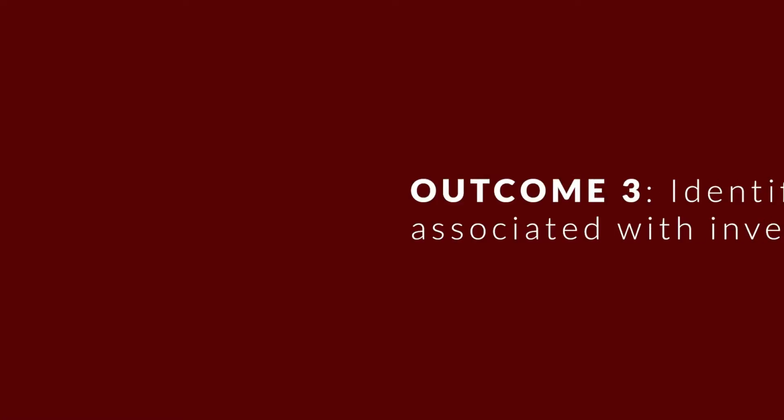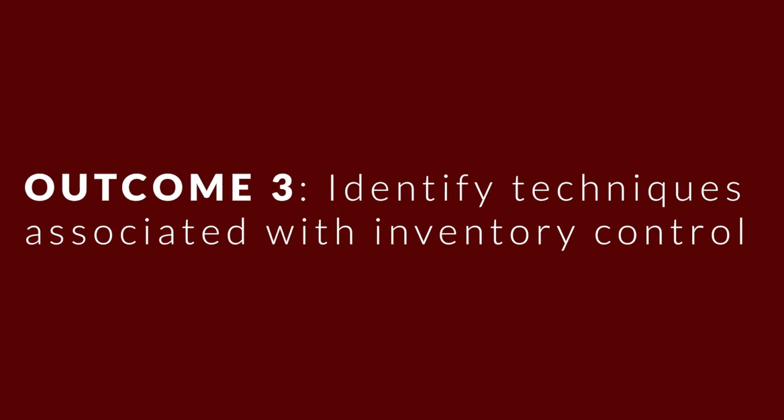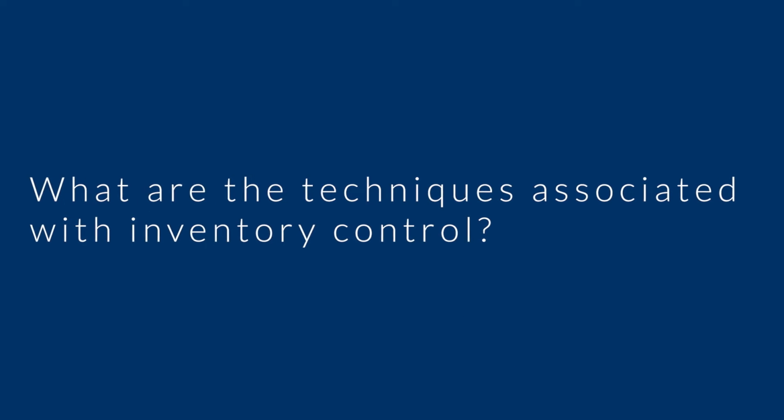Let's move on to the third learning outcome. The third learning outcome is to identify techniques associated with inventory control. So at this point, you are in a position to, one, classify stocks, and two, identify costs that are directly and indirectly associated with holding the stock. But then the question becomes, what are the techniques associated with inventory control?